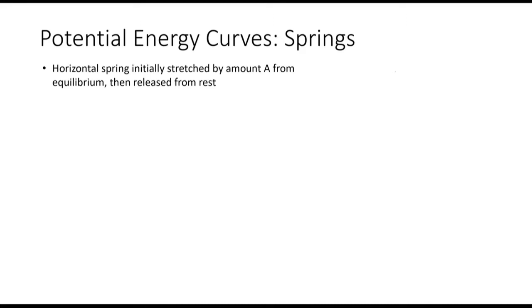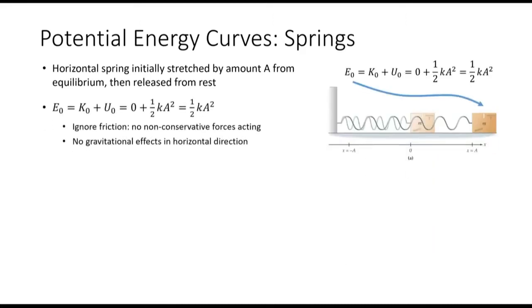Okay, and so then we have the situation that's drawn here. I have a spring, you can see its equilibrium position at x equals 0, and we've stretched it initially by some amount x equals A. Okay, and we're releasing this spring from rest. So what that means is that the total initial mechanical energy is going to be equal to total initial kinetic energy plus total initial potential energy.